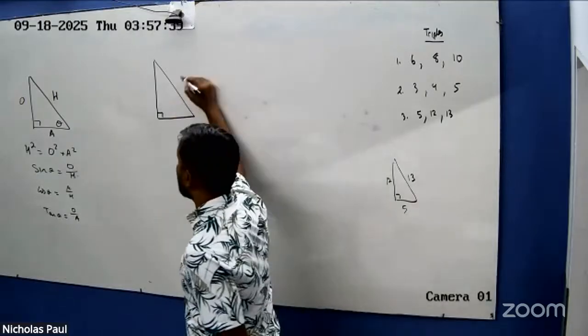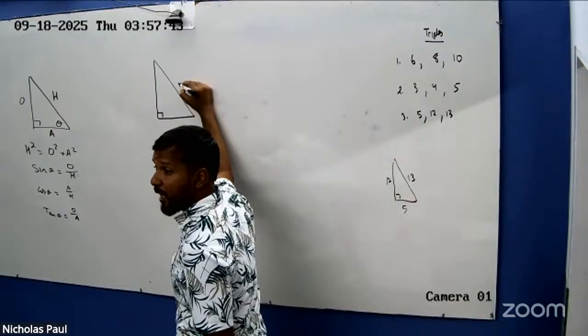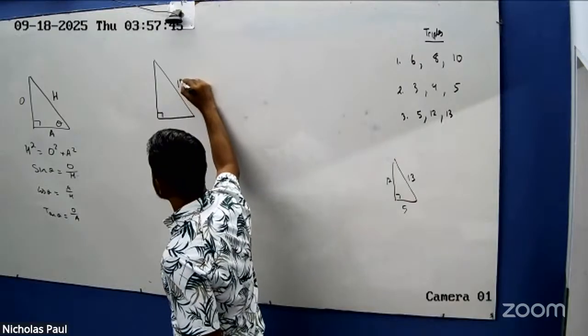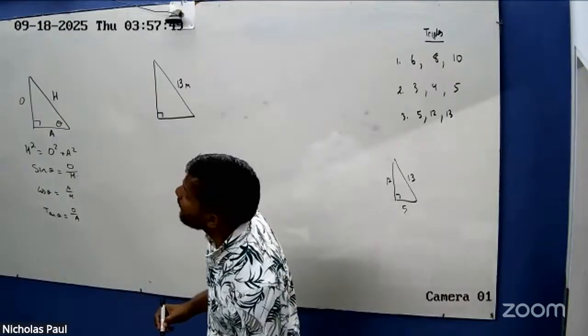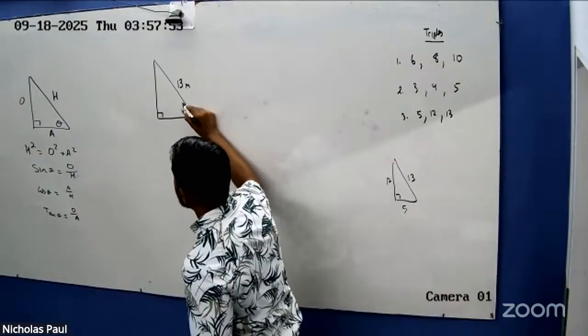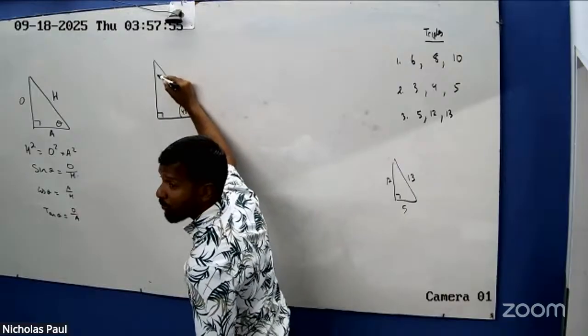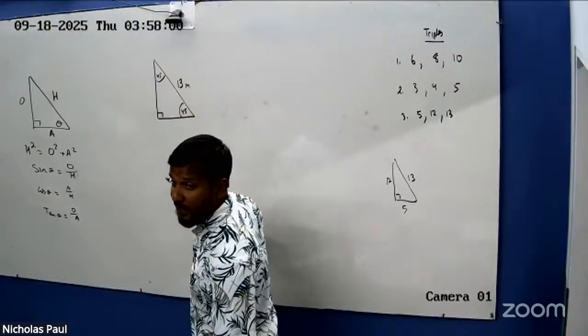Which side is the longest side again? The longest side is the hypotenuse. So here is 13. Where would be 45? If here is 45, then here is also 45. So you want the length of the shorter side, which is here and here.